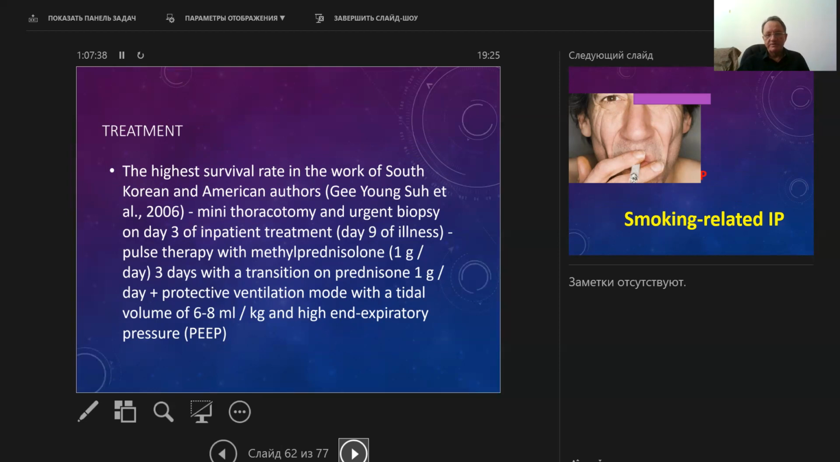How can we treat? We also use pulse therapy of methylprednisolone and a blockade of interleukin-6, tocilizumab, polakizumab, and also non-invasive ventilation. But in case of progression, it's mechanical ventilation and ECMO, extracorporeal membrane oxygenation.